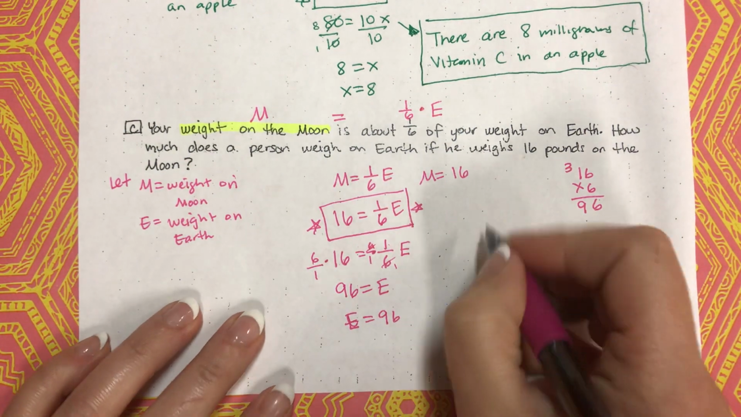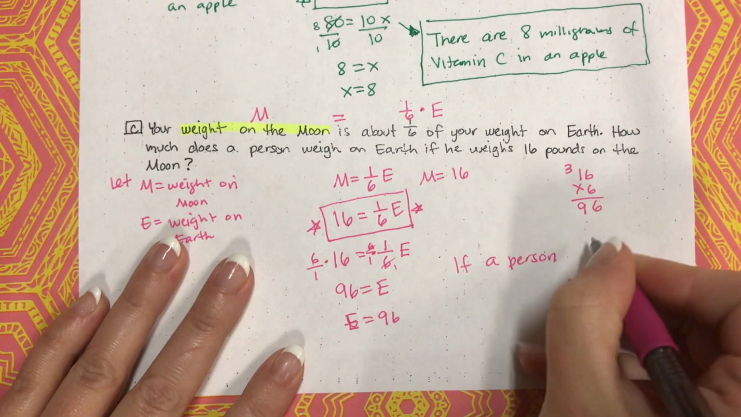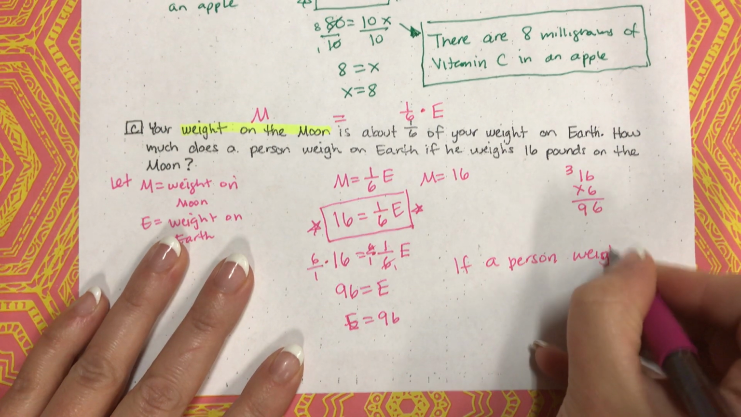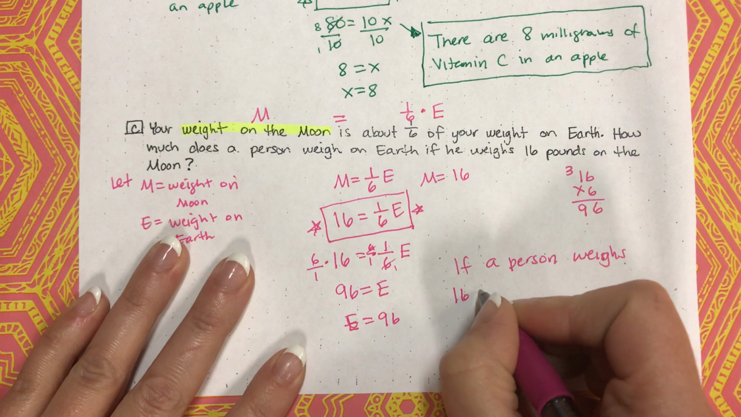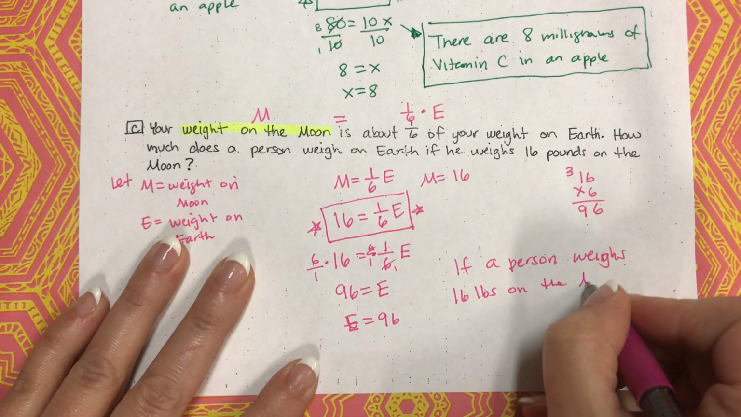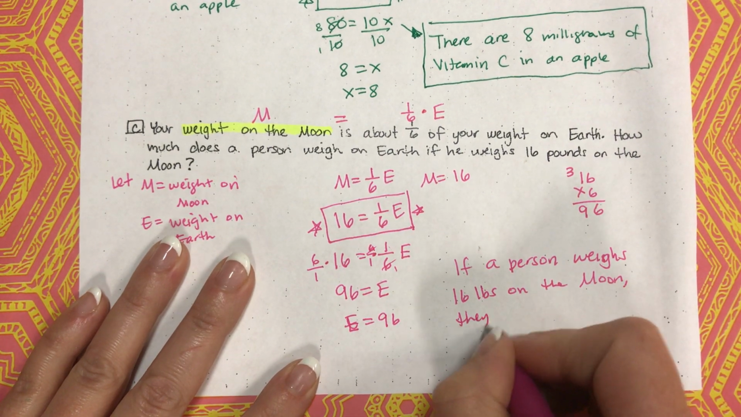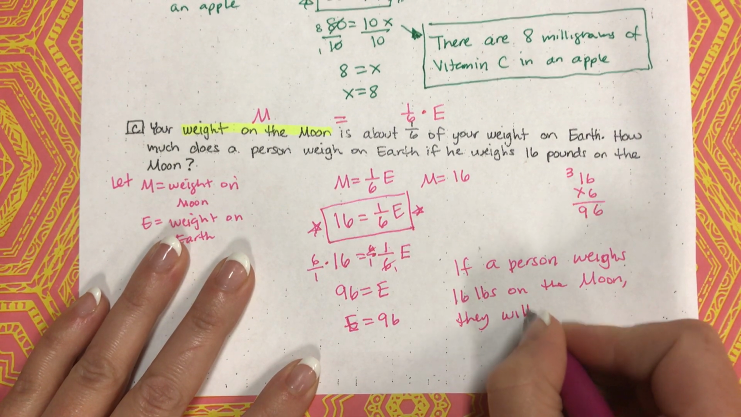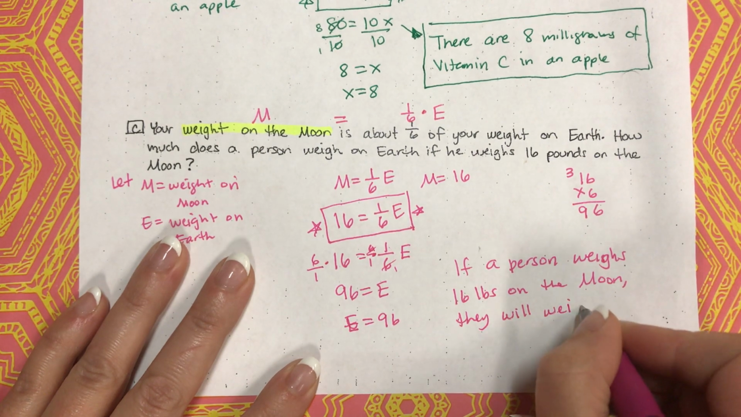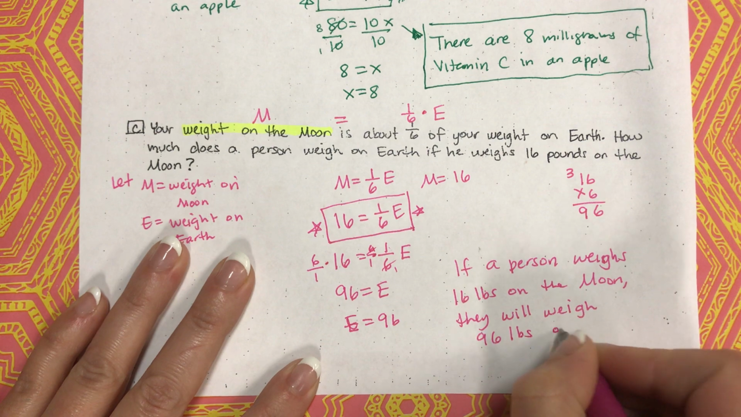Okay, so if a person weighs 16 pounds on the moon, they will weigh 96 pounds on Earth.